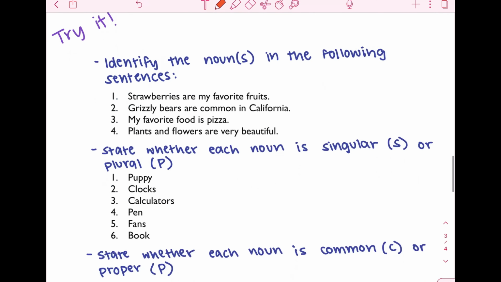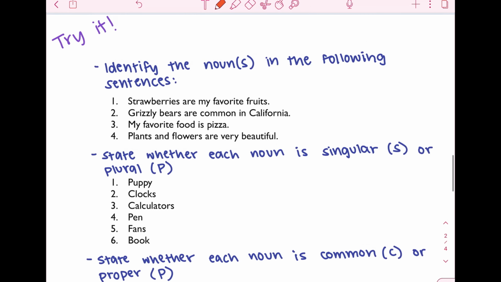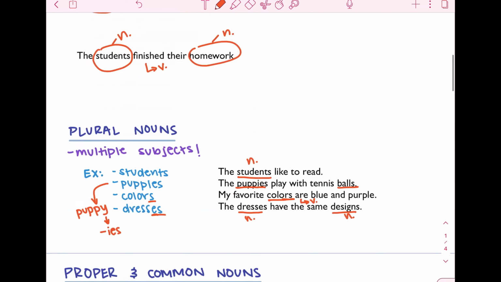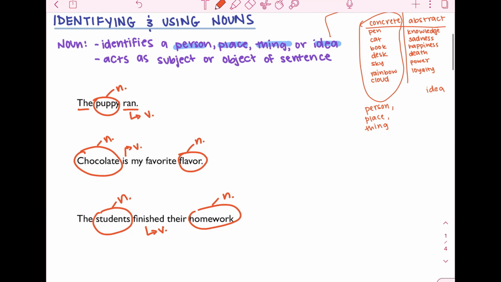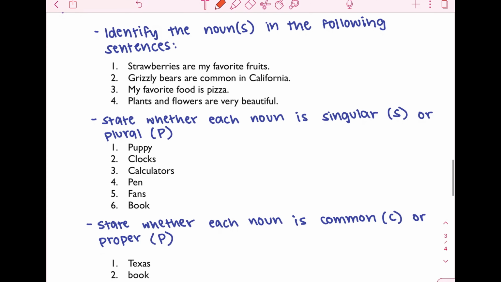Now let's move on to the try it section. So over here I have a couple of problems. Feel free to pause this video, take a screenshot, and write your answers down in your notebook. If you want to, you can send your answers to exceledlearning. It's completely your choice, but if you want to try these problems, go ahead and do it. So the first section is identifying the nouns in the sentences, just like we did up here. Circle your nouns and label it, do whatever you want, but make sure that it's clearly visible that you know what a noun is in form of a sentence. So identify the nouns in the following sentences.